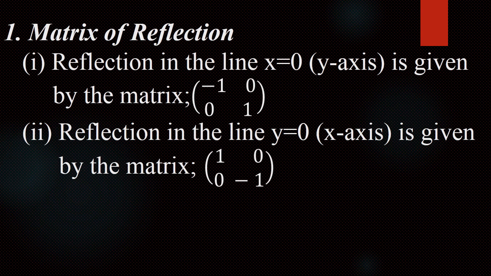We will start with the matrix of reflection. The first matrix is -1, 0, 0, 1, and this is a matrix of reflection in the line x equals 0 or the y-axis. Number 2, we have the matrix 1, 0, 0, -1. This is a matrix of reflection in the line y equals 0 or the x-axis.